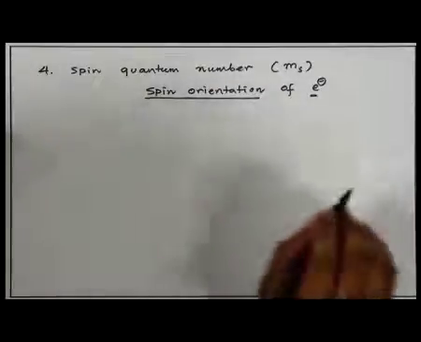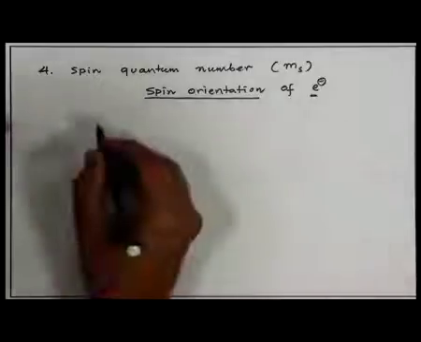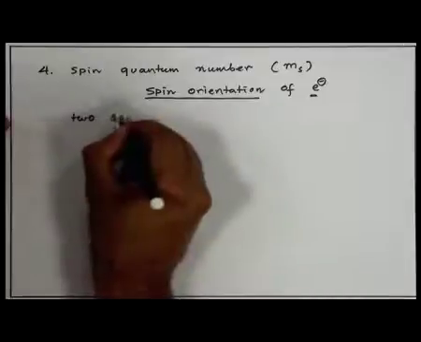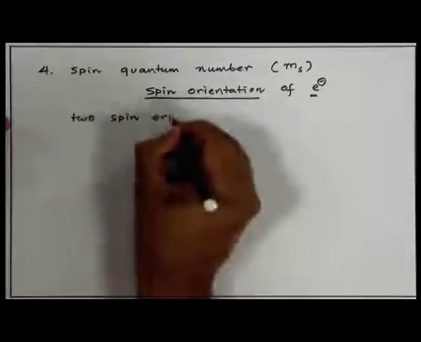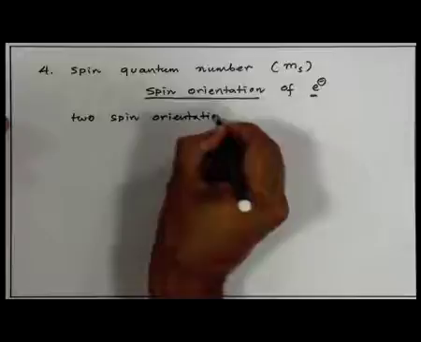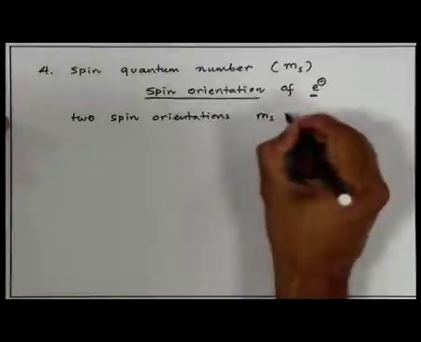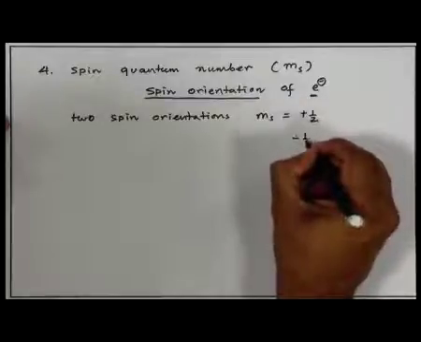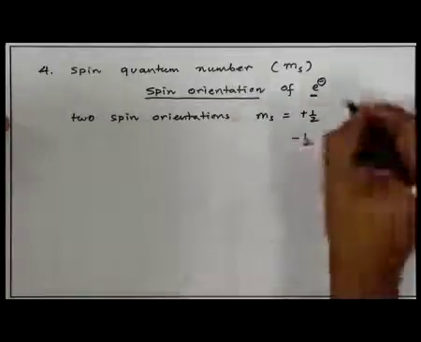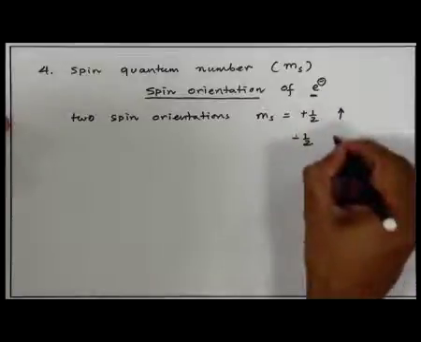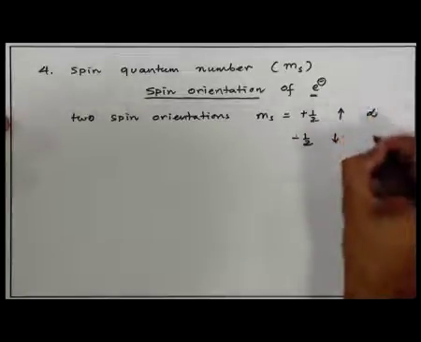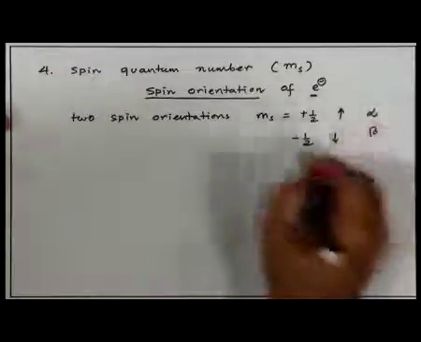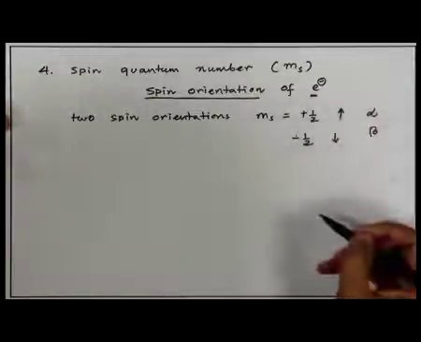There are only two possible spin orientations for an electron. They are given as ms value of plus half or minus half. They signify up spin or down spin. They are also called alpha or beta. So, these are the two spin orientations of an electron.